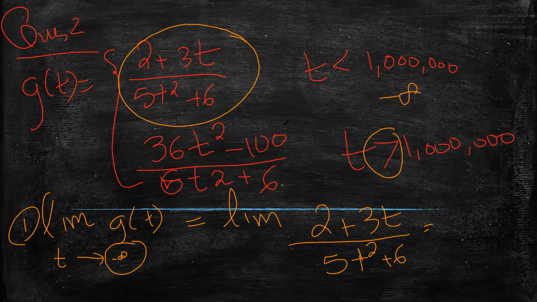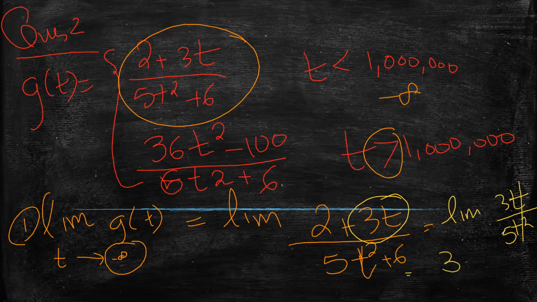Here now, Tala, we have 2 plus 3t over 5t squared plus 6. What is the highest degree here? 3t over 5t squared. After that, cancel t with t. So it will be 3 over 5t. Then we will put the negative infinity.